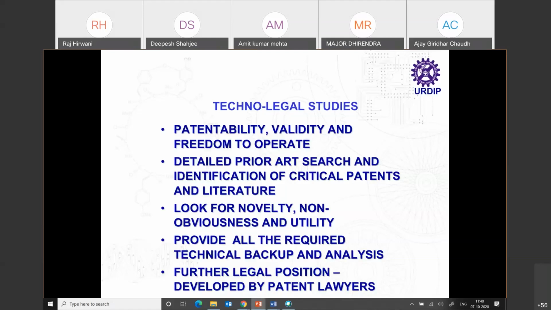So for validity, again, you go back to the patent database, and freedom to operate. I already explained to you the concept of freedom to operate. So you will do a claim by claim analysis to see whether any claim of any issued patent gets infringed by your product. So you do a prior art search, identify critical patents, looking for novelty, non-obviousness. All that requires technical backup. Further, court battles are fought by lawyers and the technical people who look at the database.